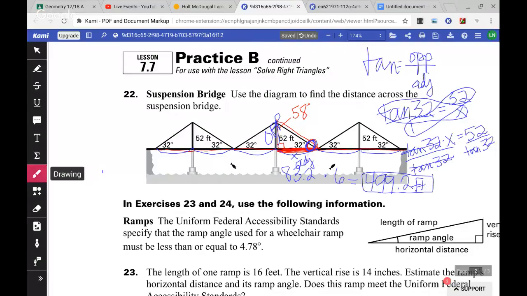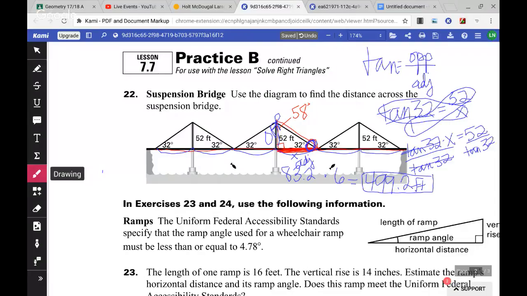Questions about that one, the process of that one? No, ma'am. No? Okay. All right. Have you looked at 23, 24? Not yet. Or I looked at number 24. I think I do 24.